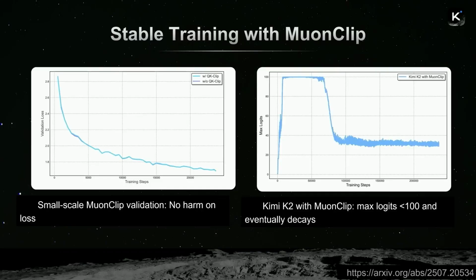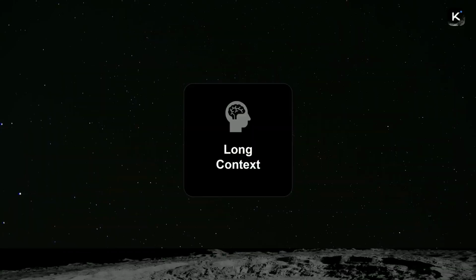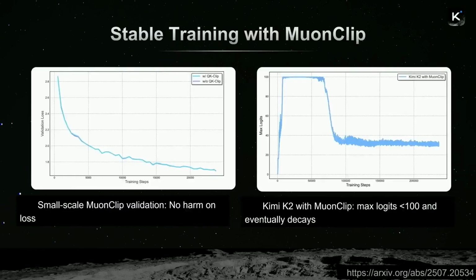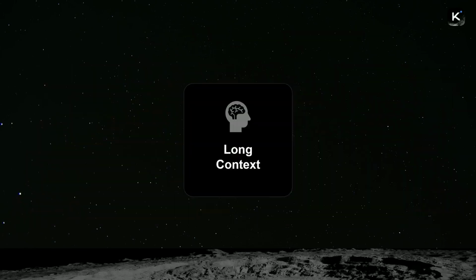And at the same time, it doesn't affect the training convergence, as shown in the left figure. So we employed this technique in our K2 model training and successfully scaled it to 1 trillion parameters. And this is the first example of large-scale neuron training in the history of machine learning.